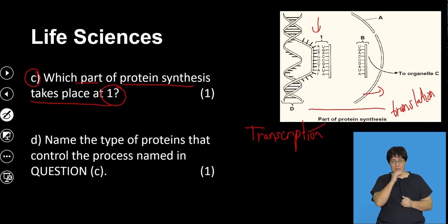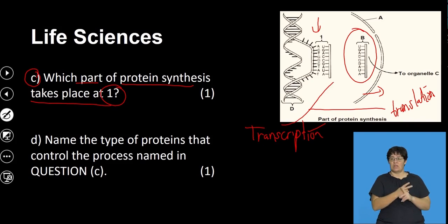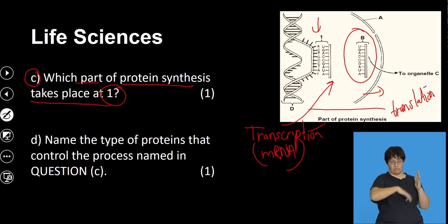And so if we refer to what is happening in that process, that is the production of mRNA. We can clearly see that that is mRNA, and that process involved in the production of mRNA is called transcription.